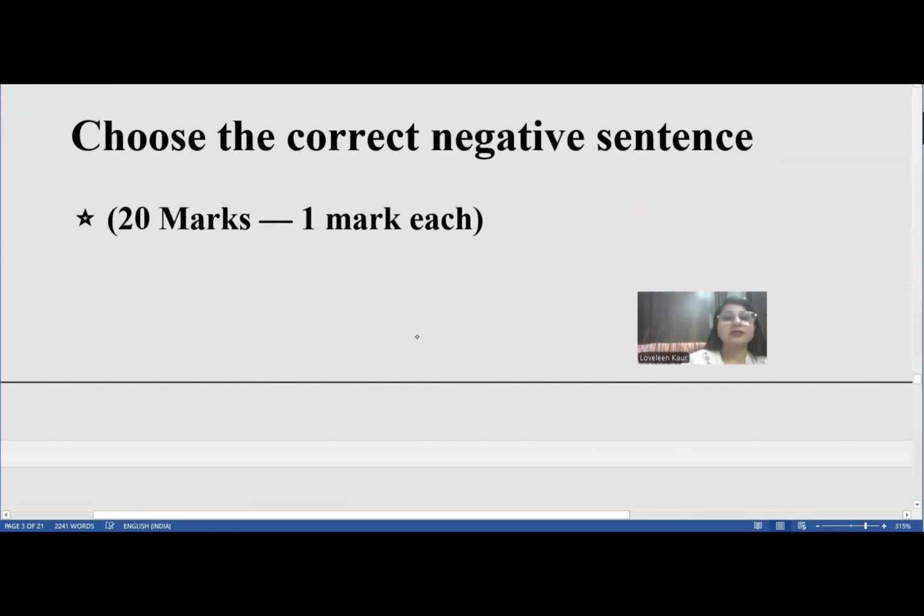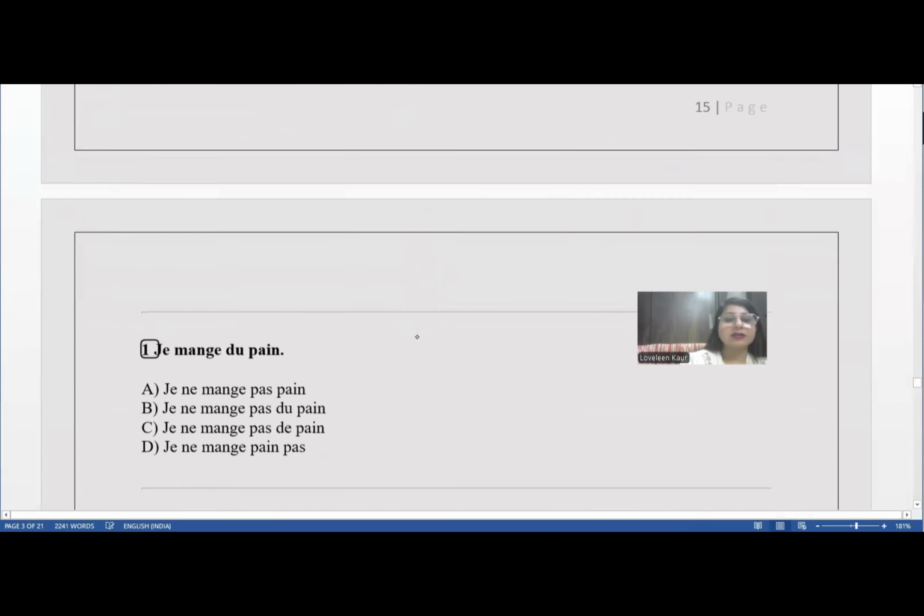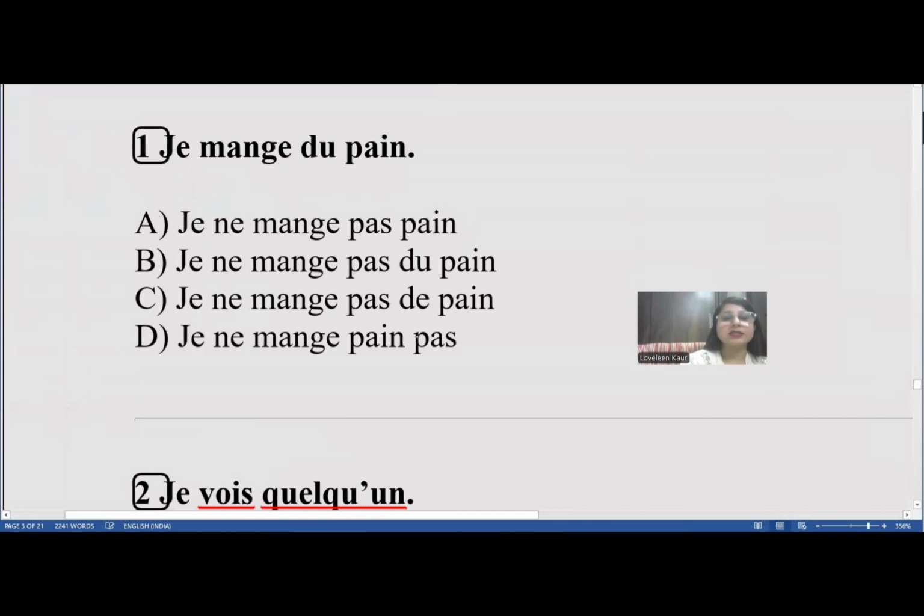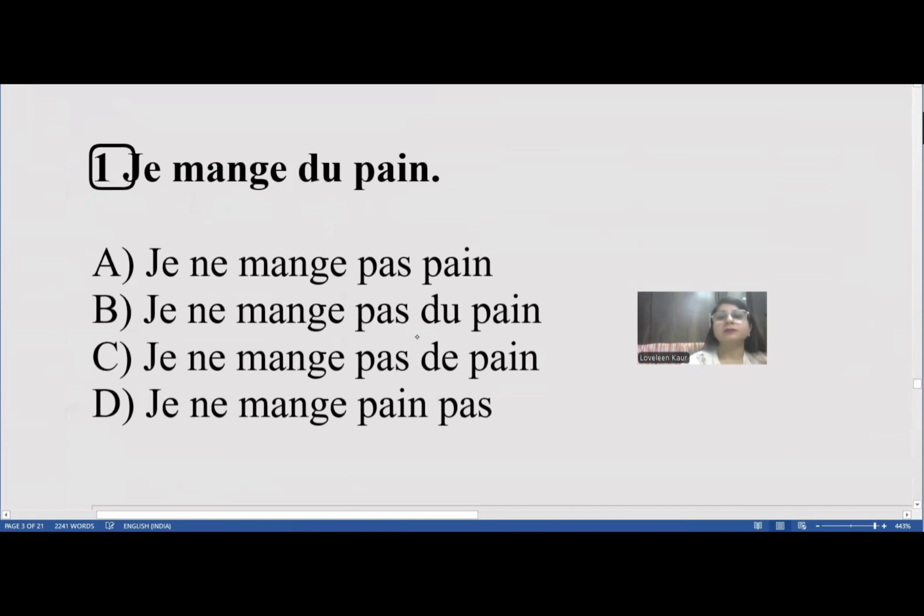Next, this is your test. Let's see. The first is, now let's do this. Je mange du pain. What will come? How will you make it negative?